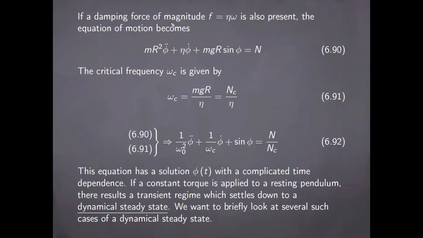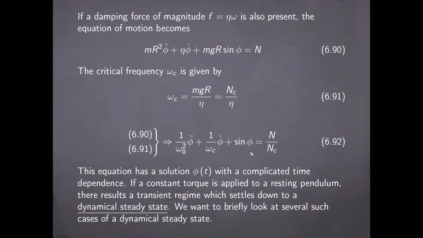If there's also a damping force of magnitude eta times omega present, then the equation of motion takes its most general form. So it's an equation for a damped and driven pendulum. And we can define a critical frequency in terms of the ratio of the critical value of the driving torque to the damping constant. And then if we introduce this critical frequency in the expression of the equation of motion, we can recast it into this form, which is easier to analyze.